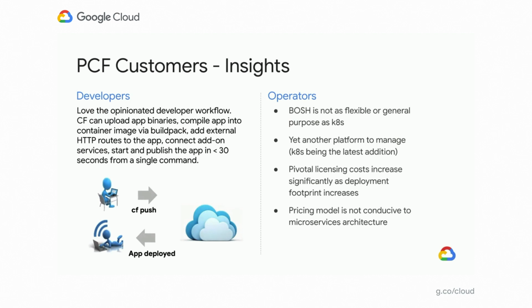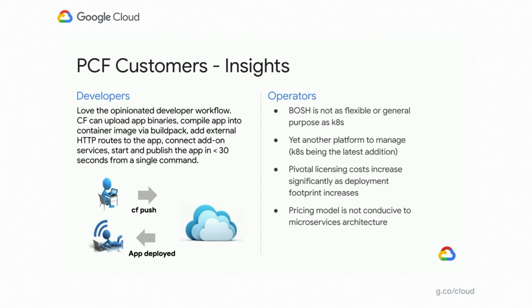But at the same time, operators have been struggling with managing Cloud Foundry workloads. So, for instance, Bosh, which forms the underlying technology of Cloud Foundry, is not as flexible or as general purpose as a platform like Kubernetes. And operators are increasingly getting used to using more declarative approaches to application deployment, and they want that same out of all of their platforms.